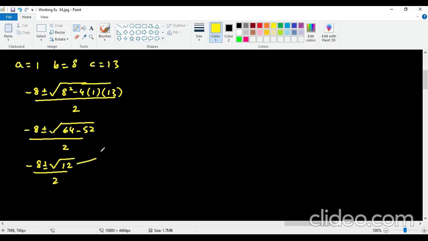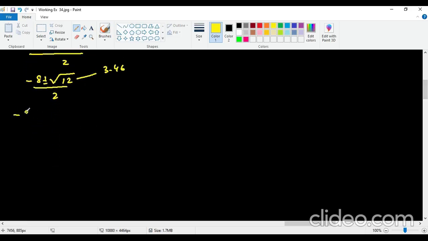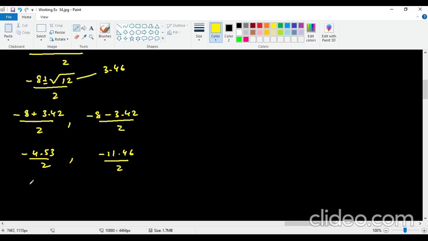The value of the square root of 12 in the calculator, you will find 3.46. So I will use 3.46 instead, two different times: minus 8 plus 3.46 over 2, and the second value I am going to get is minus 8 minus 3.46 over 2. So first one is going to give us negative 4.53 divided by 2, and second one is going to give us negative 11.46 over 2. So first one is going to give us negative 2.27 and negative 5.73. So these are the two values of x: negative 2.27, and second value is negative 5.73.